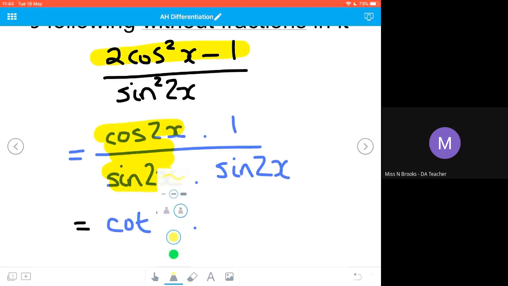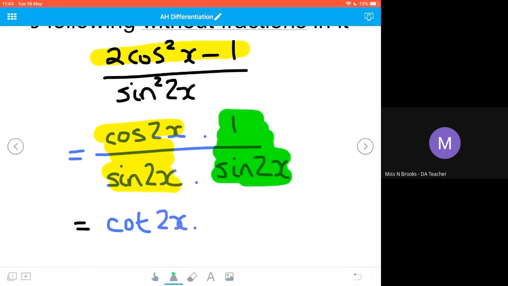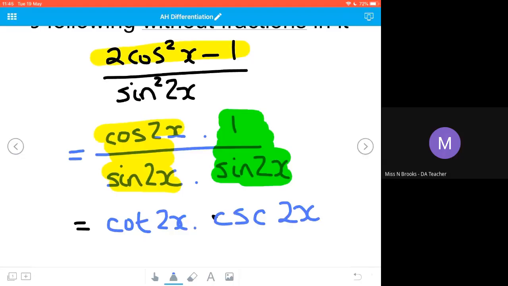And then I've got my 1 over sine 2x, and I know that 1 over sine x would be the cosecant of x, so therefore 1 over the sine of 2x is going to be the cosecant of 2x. So I'm writing that as cotangent 2x multiplied by cosecant 2x, in its simplest form.